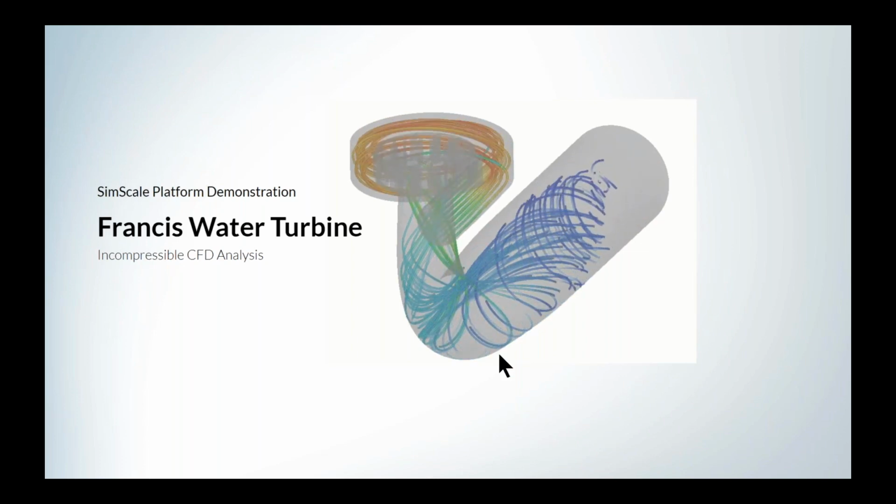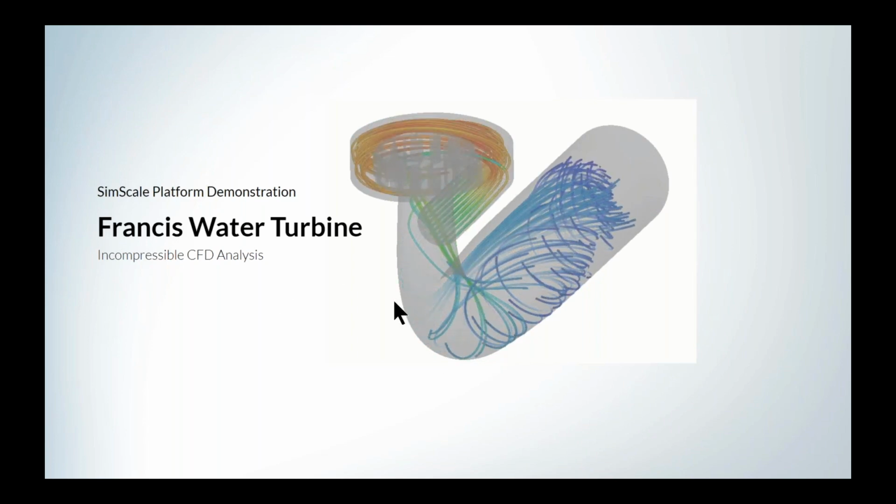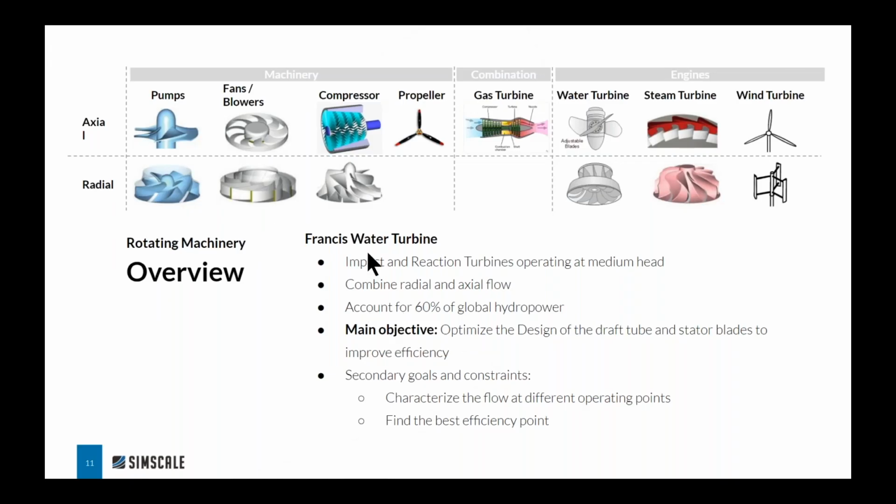So the example I have chosen for you today is of a Francis water turbine. But the principles and the setup process I show you is valid for any kind of rotating machinery. So this includes things like pumps, fans and blowers, compressors, propellers, other types of turbines, anything really with a rotational component on it. You can model it using the same strategies that I show you.